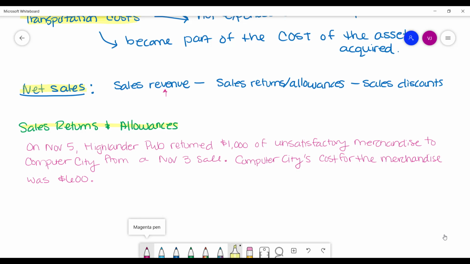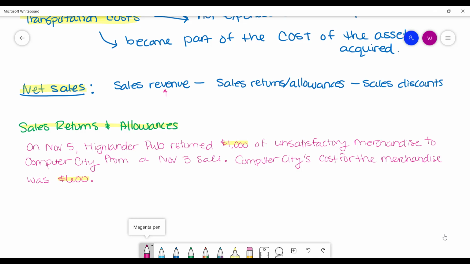So on November 5th, Highlander Pub returned $1,000 of unsatisfactory merchandise to Computer City. Remember the company we've been working from, the perspective from. So this pub returned $1,000 of unsatisfactory merchandise to Computer City from a November 3rd sale. Computer City's cost for the merchandise was $600. So basically, this company returned $1,000 worth of merchandise to Computer City, and the merchandise that was returned cost Computer City $600 to acquire in the first place. So that's what we're looking at.